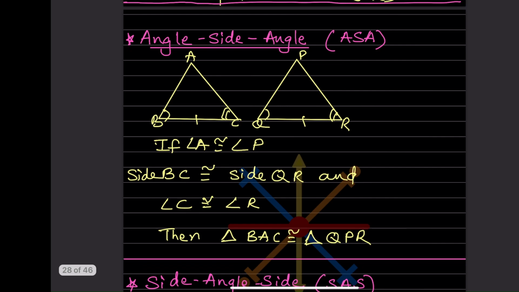So whenever there is angle, side, angle, this is angle, this is side, and this is angle. So if angle A is congruent to angle P, then side BC is congruent to side QR, and angle C is equal to angle R. So we can say triangle BAC is congruent to PQR, because these are both congruent. So this should come in the middle.